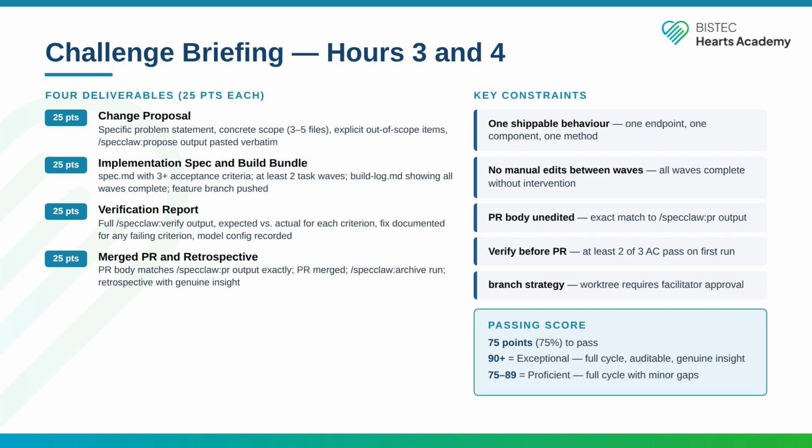The second deliverable is an implementation spec and build bundle: spec.md with at least 3 acceptance criteria, at least 2 task waves, errors.md showing all waves complete with any failures documented, and the feature branch pushed to the remote. The third deliverable is a verification report: the full /SpecClaw verify output showing expected versus actual for each criterion, any failing criterion documented with the fix applied, and the model configuration recorded.